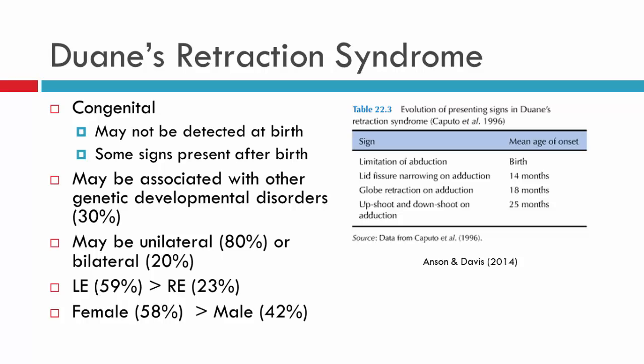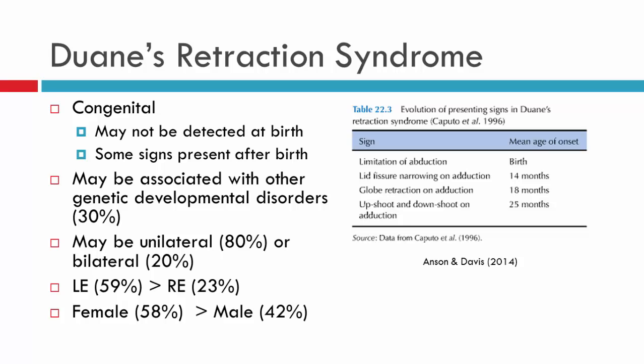For some patients, about 30% of them, Duane syndrome can also be associated with other developmental disorders. For instance, a patient with Duane syndrome may also have Mobius syndrome. So if the patient is suspected to have other disorders, they should be referred on to a paediatrician.